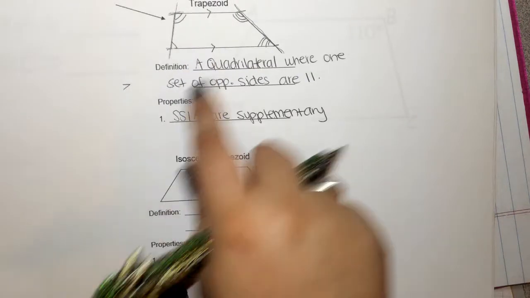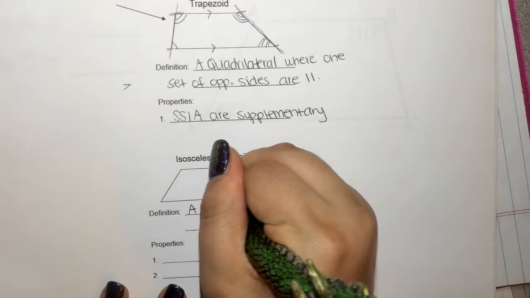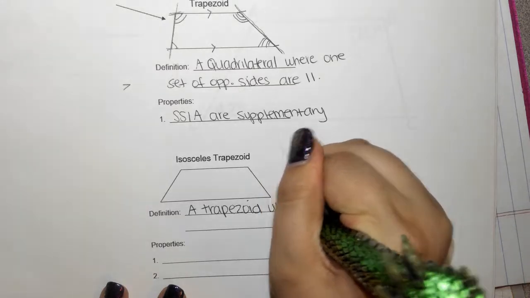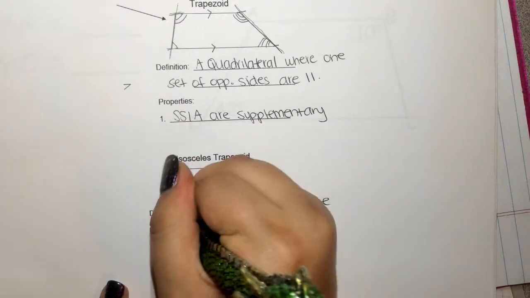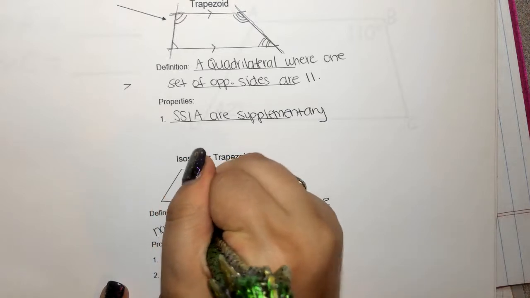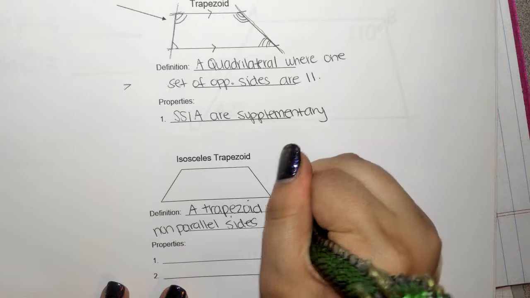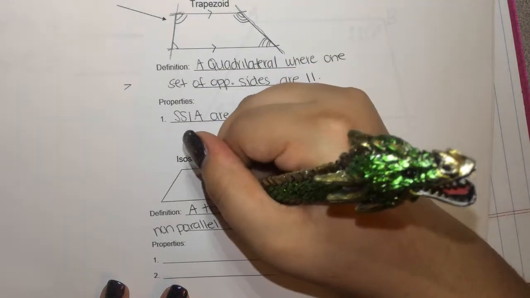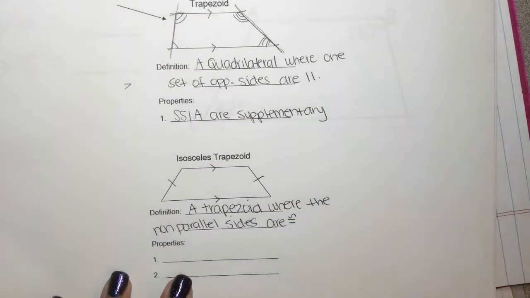Now an isosceles trapezoid has this property here. The definition is a trapezoid where the non-parallel sides are congruent. So these sides are parallel. What does that mean about my other sides? They're congruent.